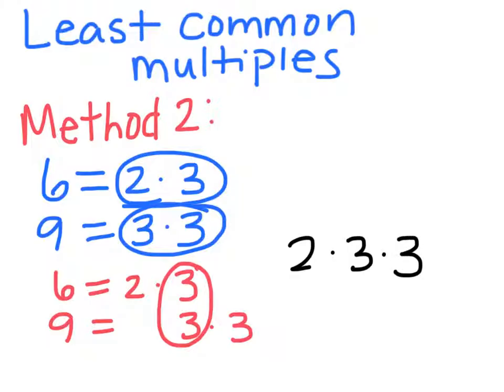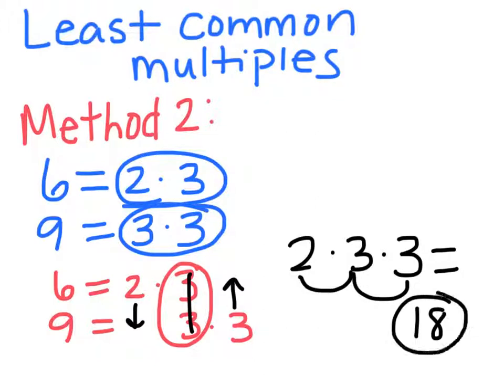So now what we'll do is we'll kind of squish these equations together. To find the least common multiple, we're going to take 2 times 3 times 3. Do you see what I did there? I brought the 2 down, or the 3 up, however you want to think about it. Squish these 2 3's into one 3, and let's see what our answer is. 2 times 3 is 6, times 3 is 18. 18 is our least common multiple when we use our prime factors to calculate. Now let's try method 3.